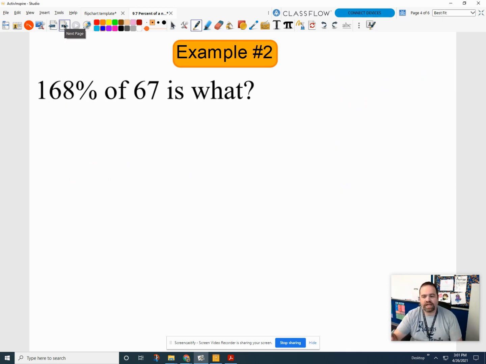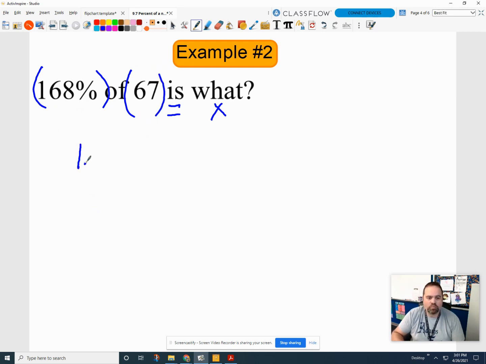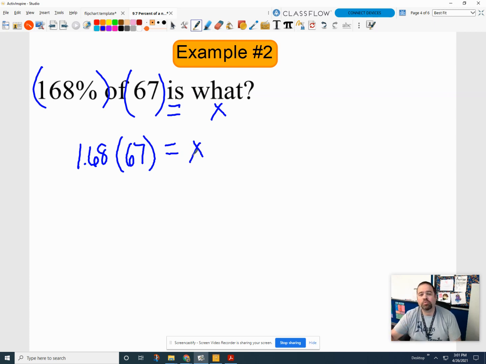What's going to change on these is where the variable is. It's either going to be one of the numbers at the beginning or the number at the end, really wherever that word "what" is. Let's simplify it even more. "Is" is my equal sign, "what" is my variable, and these two are being multiplied, because the word "of" means multiply. So I'm going to translate 168% into 1.68. 1.68 of 67 is what number? There's your equation. That one's going to be super easy to solve because you don't really have to do anything, you just do the math. We'll get to that tomorrow.